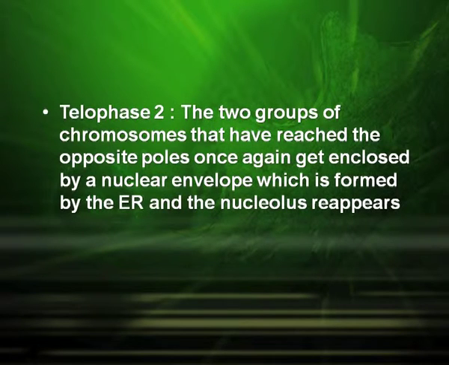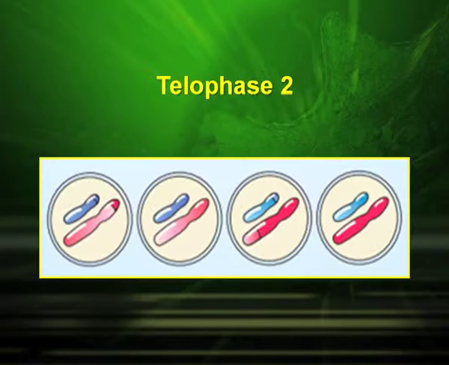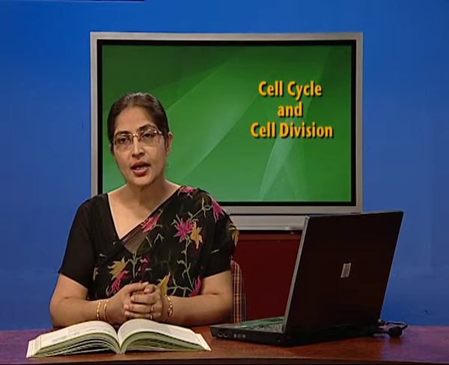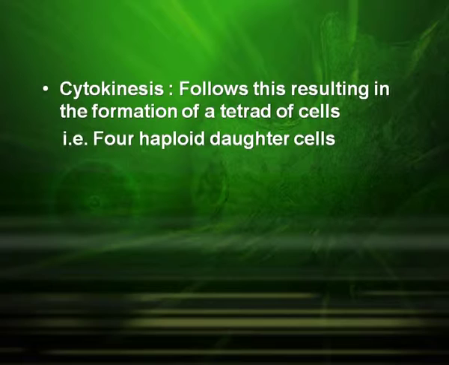In telophase 2, the two groups of chromosomes that have reached the opposite poles once again get enclosed by a nuclear envelope, which is formed by the endoplasmic reticulum, and the nucleolus also reappears. The diagrammatic depiction of telophase 2 would look something like this. Cytokinesis follows this, resulting in the formation of a tetrad of cells, that is 4 haploid daughter cells.